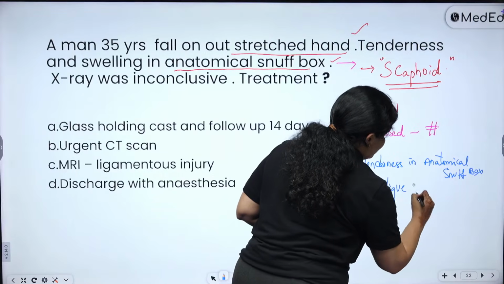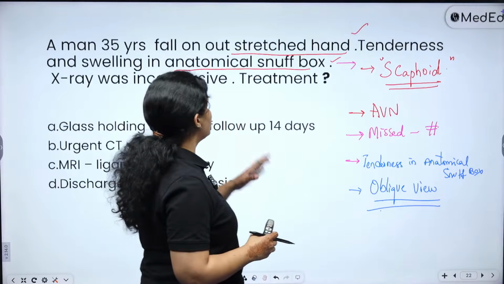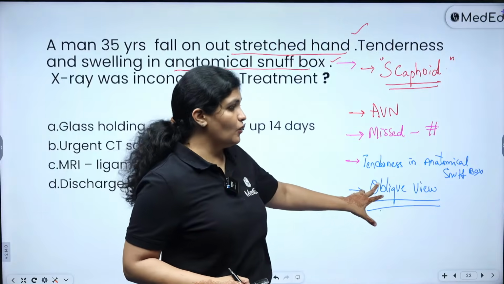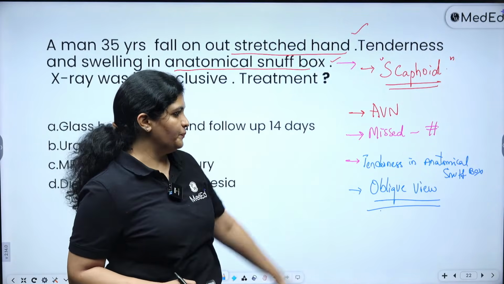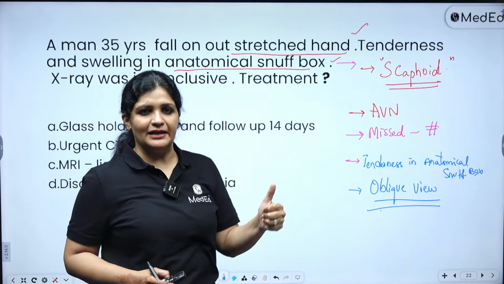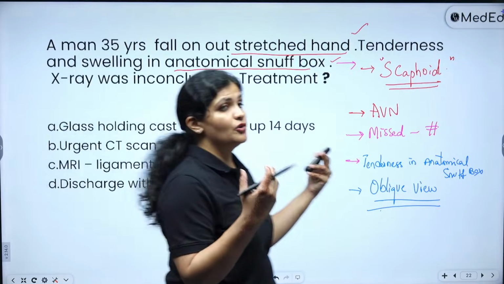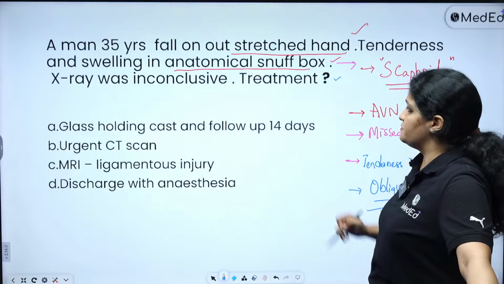So this oblique view of the hand will help us. If you take just an AP view, it is not possible to identify the fracture, but you have to take an oblique view. So this is an AP, so tilt, this is called an oblique view. So these two are important whenever there is tenderness: the oblique view. And now here they are telling that the X-ray taken in oblique view is also inconclusive. Then what is the treatment?